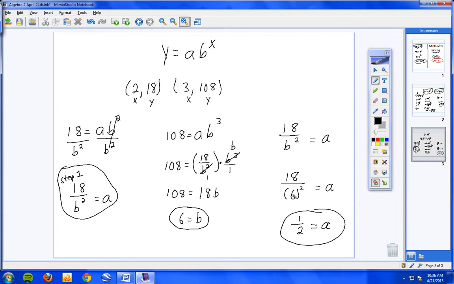6 times 6 is 36. 18 over 36 reduces to 1/2, or 0.5 if you want a decimal. That's not a big deal to me. So now you know what a is. Now you know what b is.